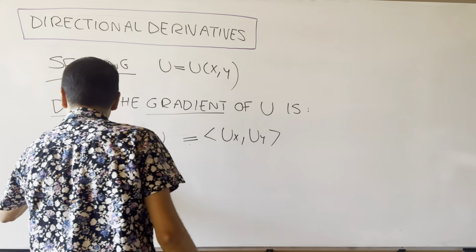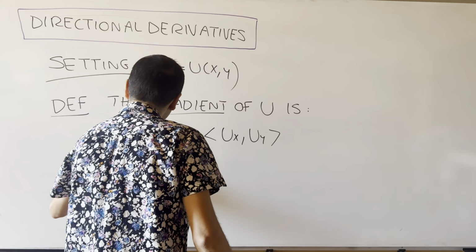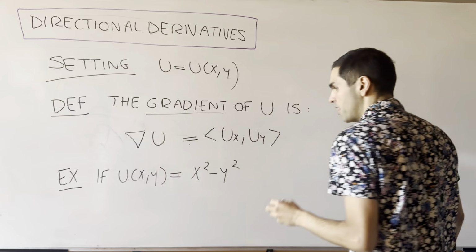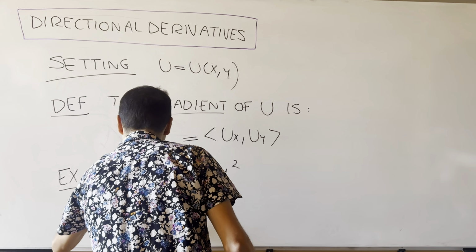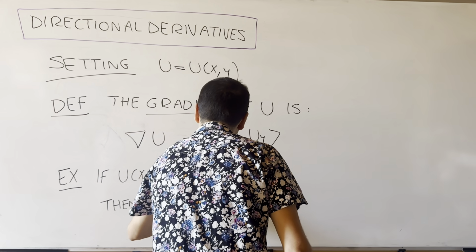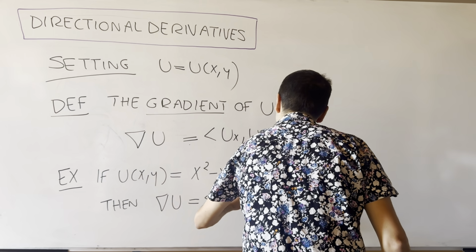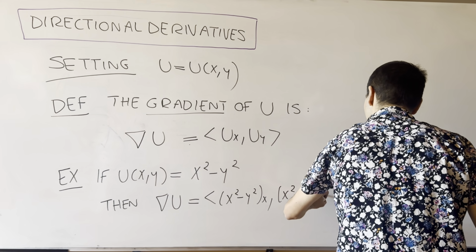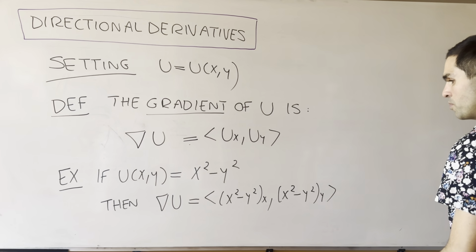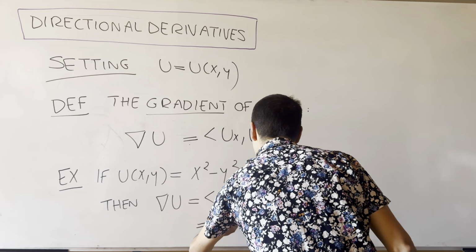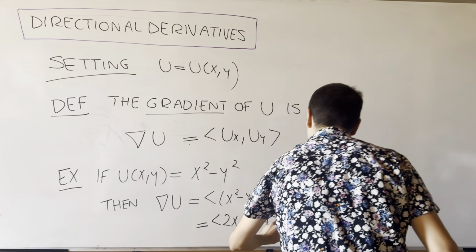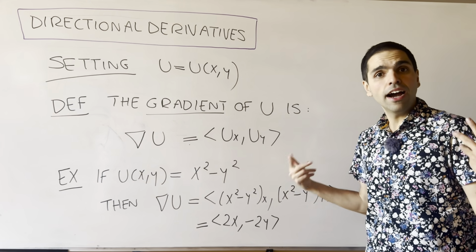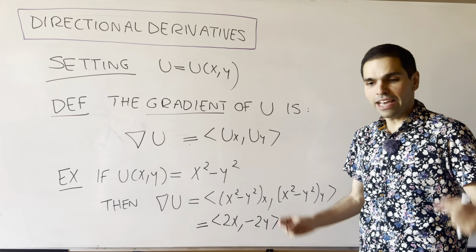So just very concretely, if u(x, y) is x squared minus y squared, then nabla u, the gradient of u, is x squared minus y squared with respect to x, x squared minus y squared with respect to y, and that just becomes 2x and minus 2y. And it turns out this is enough to define the directional derivative, which we'll do next.